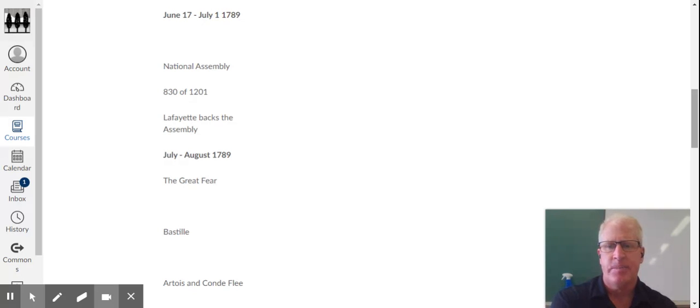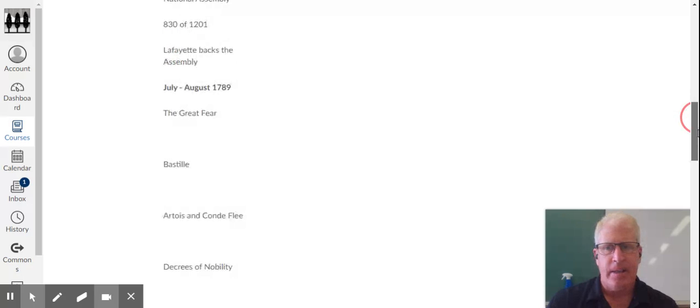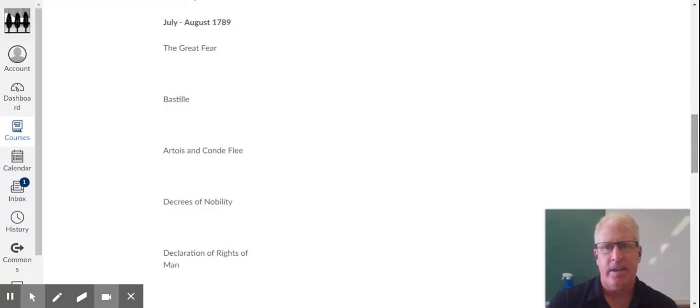So Lafayette's backing of the National Assembly was a big deal because then they could proceed to change France in a more democratic sort of way. Now let's go to the headlines between July and August 1789.